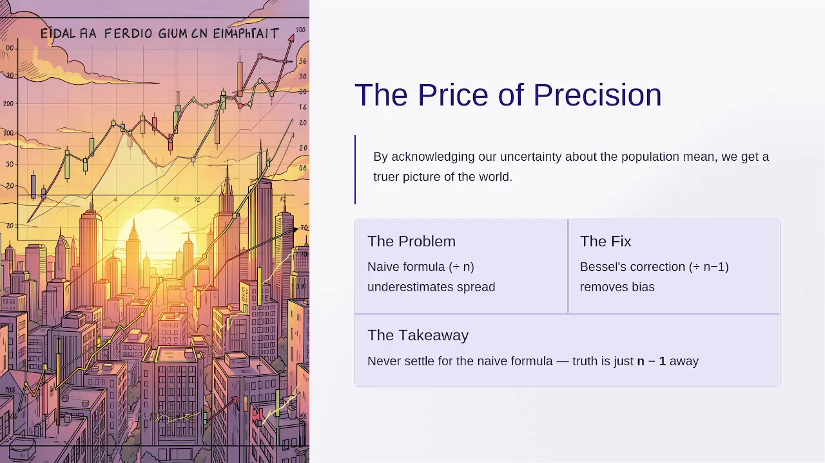Okay. Now, so let's recap. The problem: dividing by n underestimates spread. The reason: the sample mean pulls values closer. So the fix is dividing by n minus 1. The idea: 1 degree of freedom is lost. So the result: a more honest estimate of population values. That's Bessel's correction. A tiny change but a huge impact. And that's how statistics stays truthful.